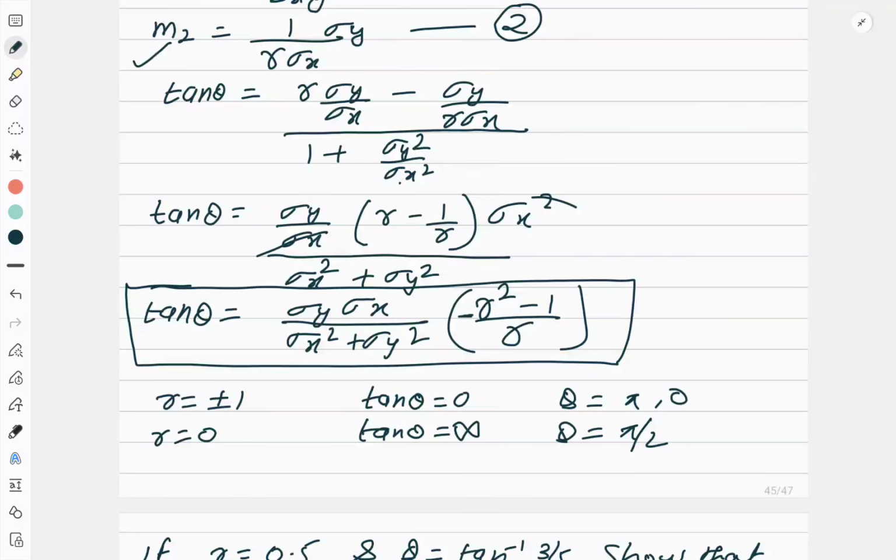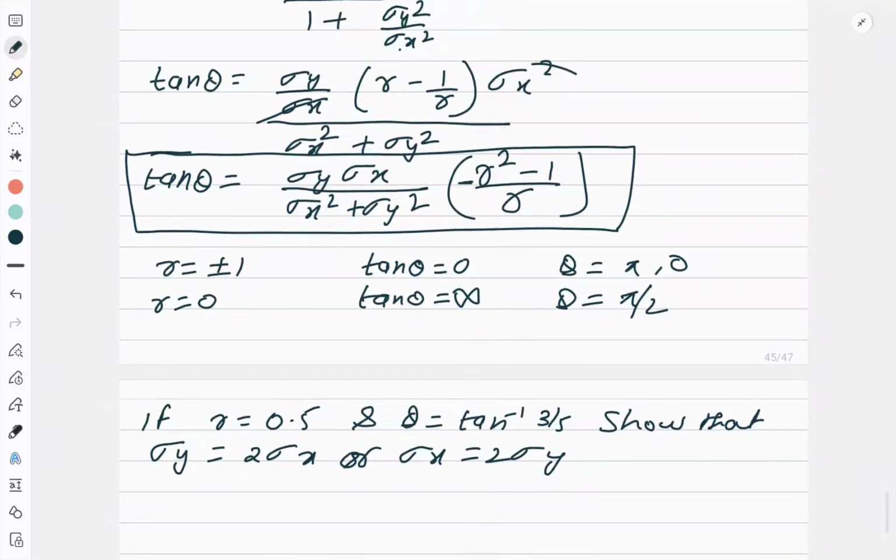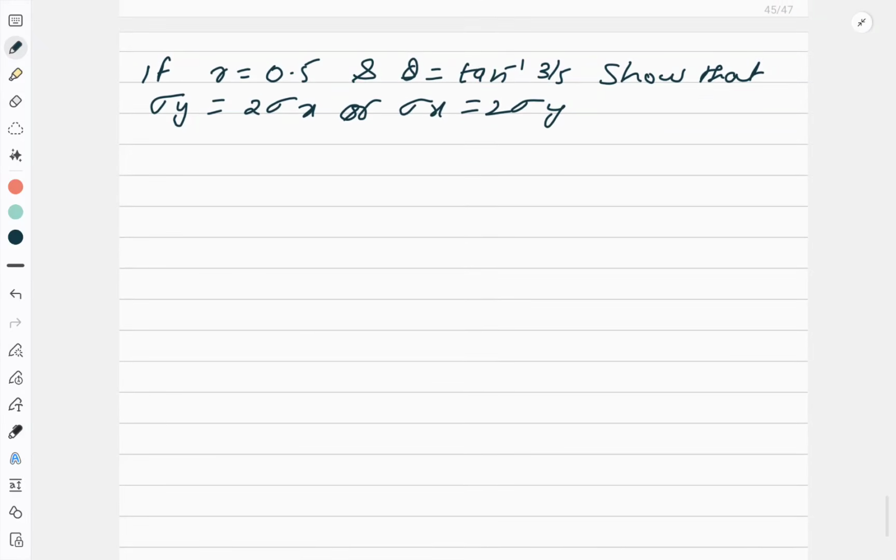Correct? So this is how we can do this question. Now let's see the next question. If r is equal to 0.5 and theta is equal to tan inverse 3 by 5, show that sigma y is equal to 2 sigma x and sigma x is equal to 2 sigma y.